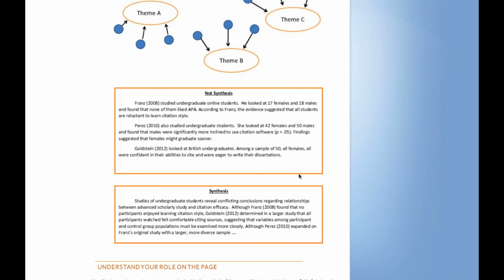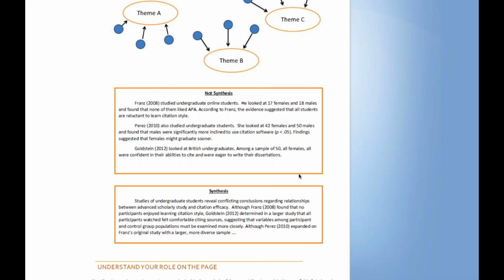So for example, here is something that would not be synthesis. Franz studied undergraduate online students. He looked at 17 females and 18 males and found that none of them liked APA. According to Franz, the evidence suggested that all students are reluctant to learn citation styles. Perez also studied undergraduate students. She looked at 42 males and 50 females and found that males were significantly more inclined to use citation software. Findings suggested that females might graduate sooner.